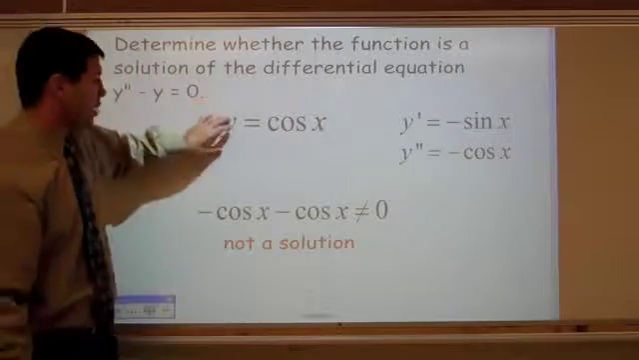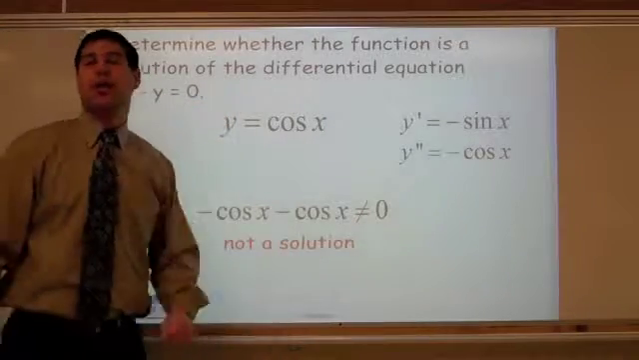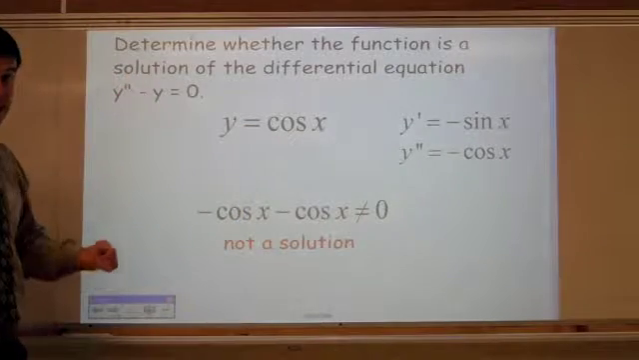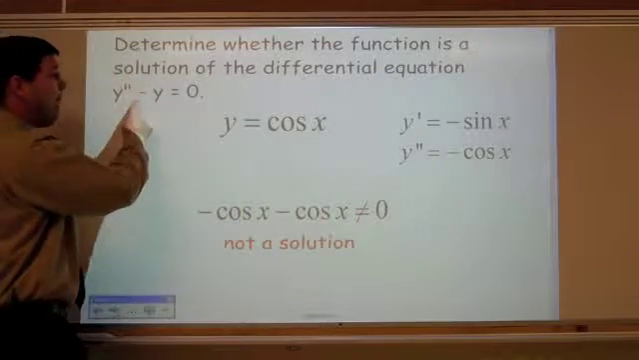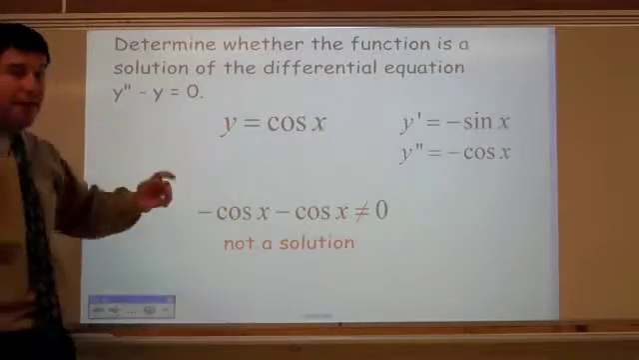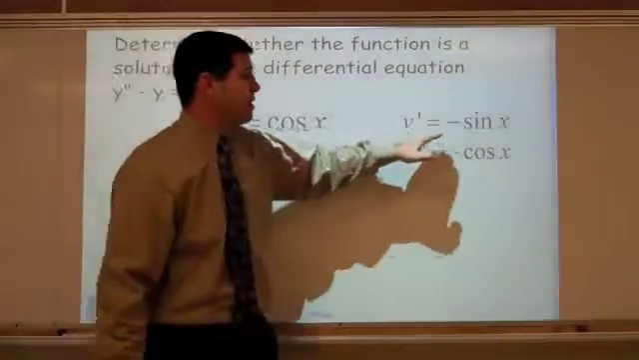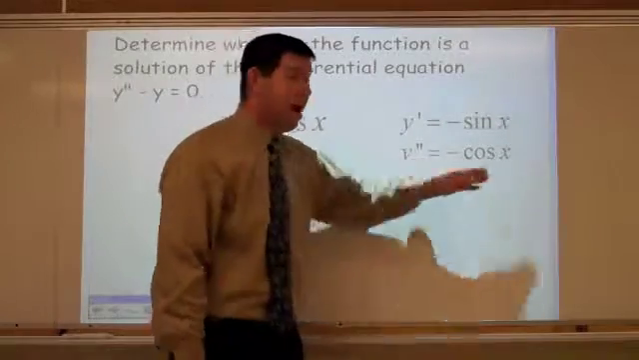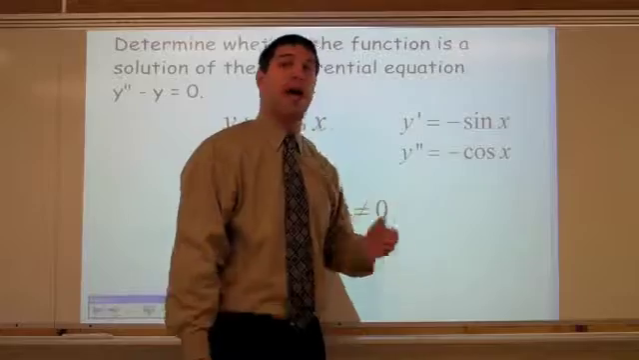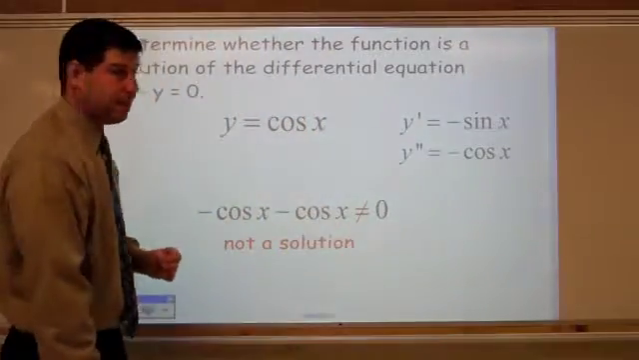And whether the function, so here's the function they gave you, y equals cosine of x. Is this a solution to y double prime minus y? So we have y, we don't have y double prime, so we have to derive this twice. Y prime is negative sine of x, y double prime is negative cosine of x. Now we have all the things we need to substitute and check to see if this is a solution.